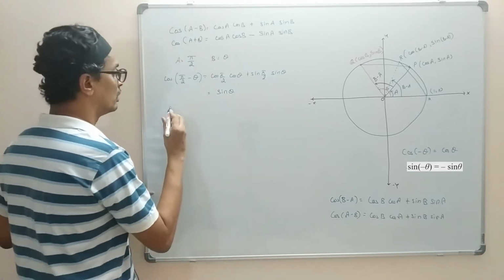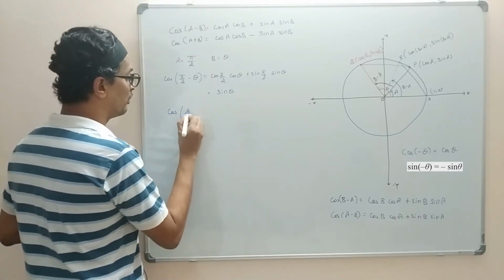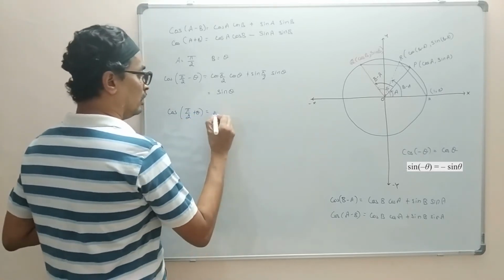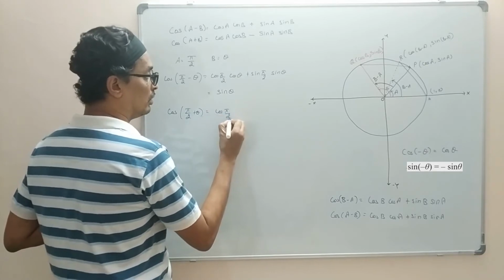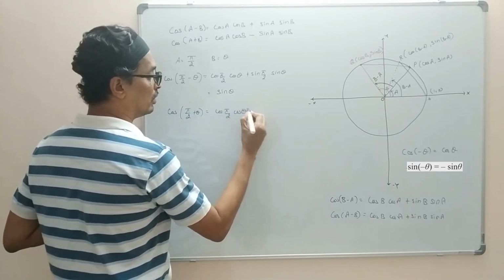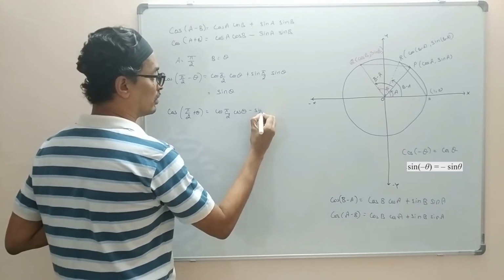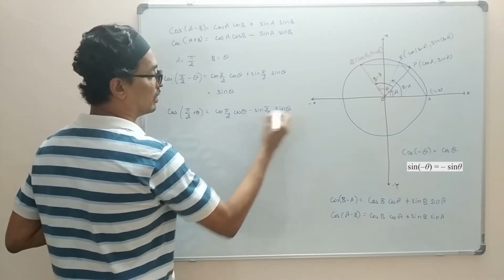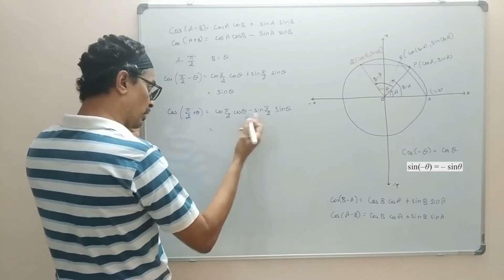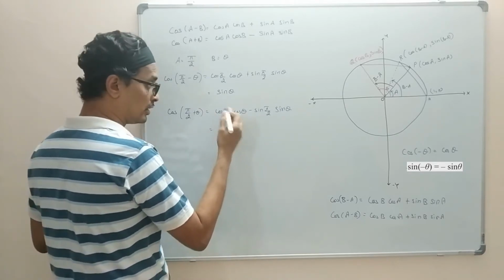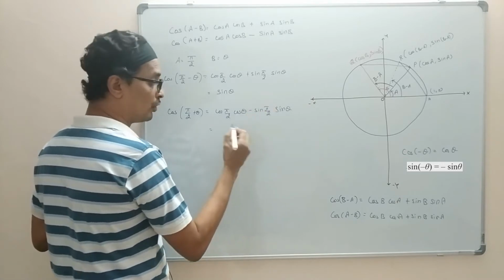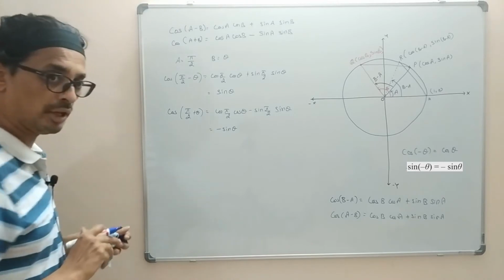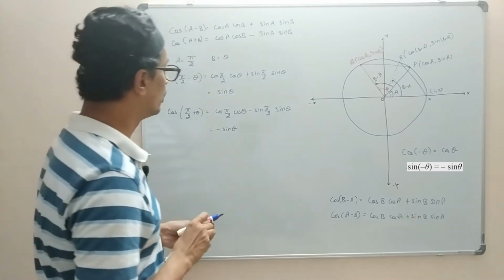So here, what will be cos(pi by 2 plus theta)? Cos pi by 2 into cos theta minus sin pi by 2 sin theta. What is sin pi by 2? This is 0, this is 1. So this will be minus sin theta. Okay? So this is a relation you should know.